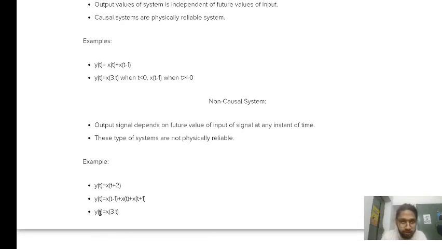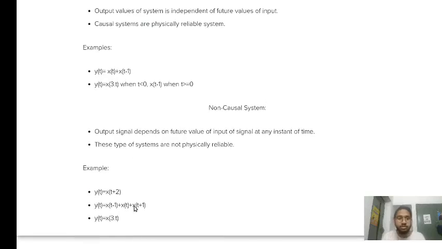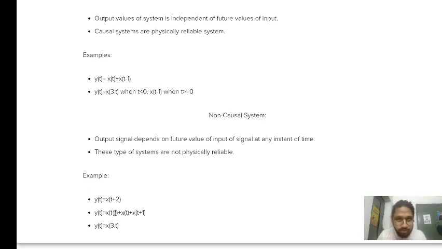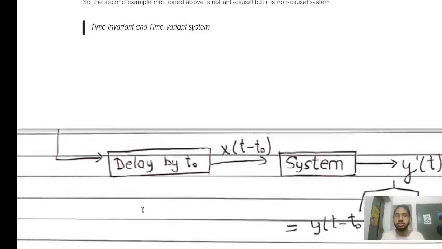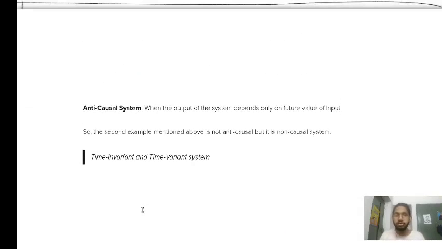The second example is y of t equals x of t minus 1 plus x of t plus x of t plus 1, because it depends on the present value, the past value, and the future value of the input. It depends on present and past, but the anti-causal definition requires it to depend only on future values. So it is not anti-causal, but it is non-causal.